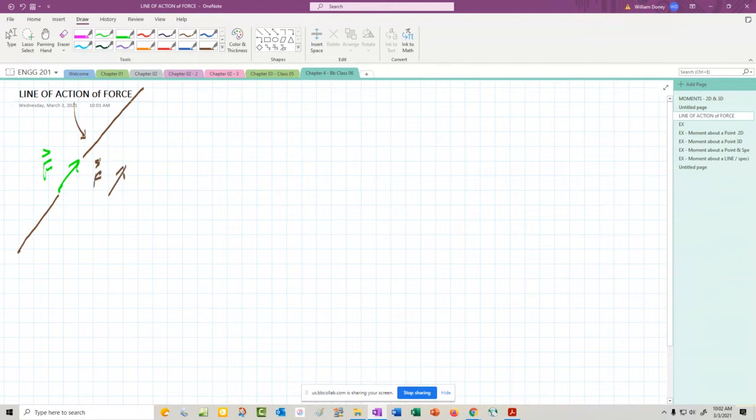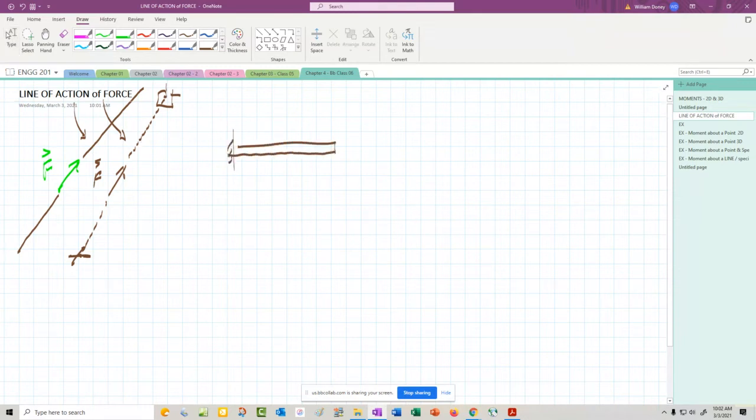Typically we would probably just draw it with dashed lines to show that maybe it goes here, maybe it starts down at this 3D point, and maybe it pulls to a point on the wall. We don't know, but that's the line of action of the force, meaning that force extends infinitely in either direction.